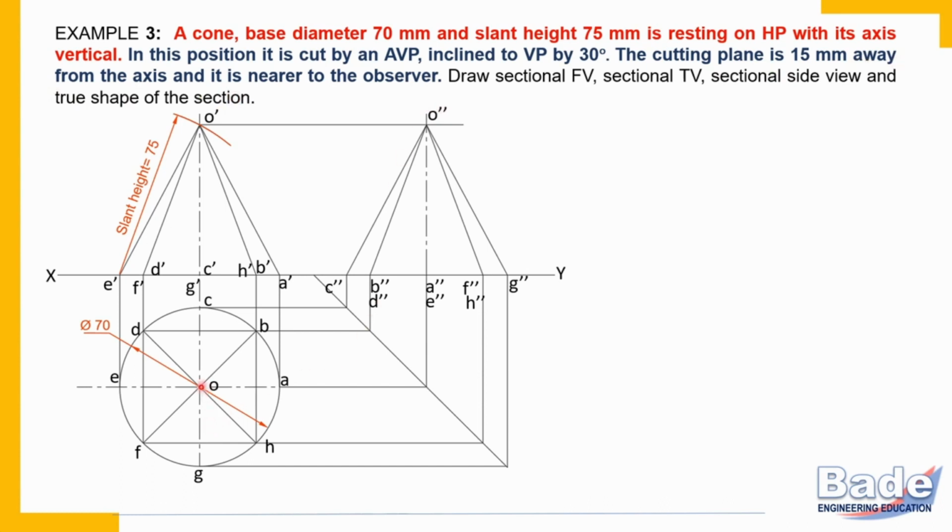So this point O is the axis in the top view. The axis appears as a point in the top view. So we are going to draw a cutting plane line at a distance of 15 millimeters from point O.